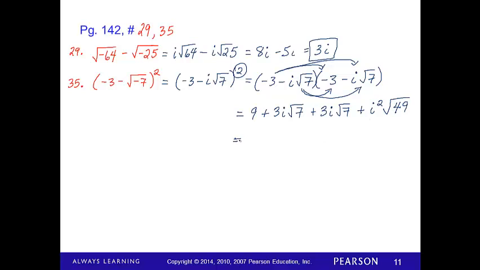Now let's combine like terms and simplify even further. So 9 plus 6i square root of 7. When you're adding your radicals, you leave the radical the same if they're exactly the same, and you add their coefficients together. So 3i plus 3i is 6i. And remember, i is the same as x, it's a variable. i squared is negative 1, and the square root of 49 is 7. And these two are multiplying together, so it becomes minus 7. So now you have 2 plus 6i square root of 7.